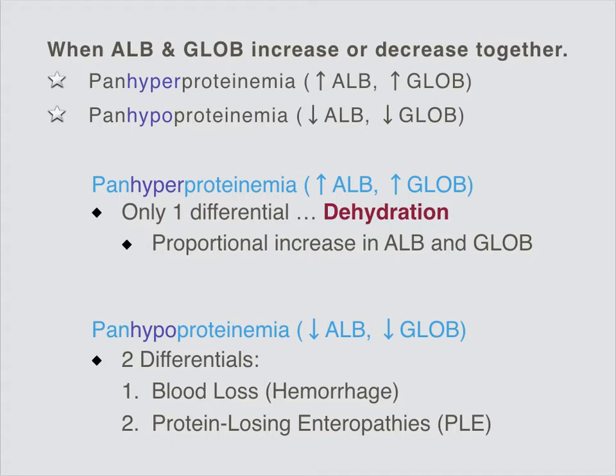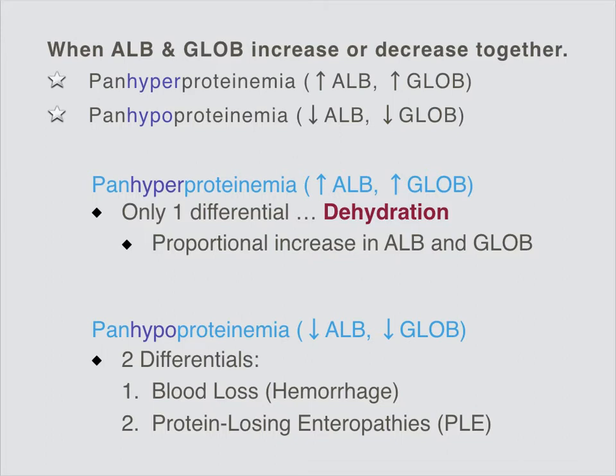We're going to start off with albumin and globulin and looking at them together because we've already talked about them moving together. So when they increase together or decrease together, we put a word in front of it, and that word is pan. So pan-hyperproteinemia or pan-hypoproteinemia. They're both going up together or they're both going down together. The really good news is we've already learned our differentials for both of these.